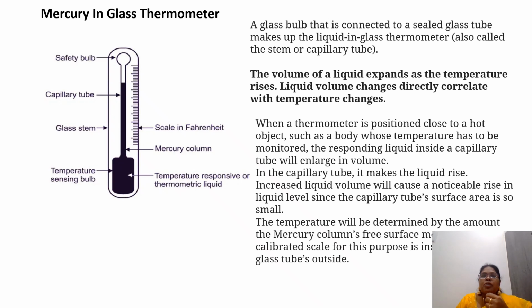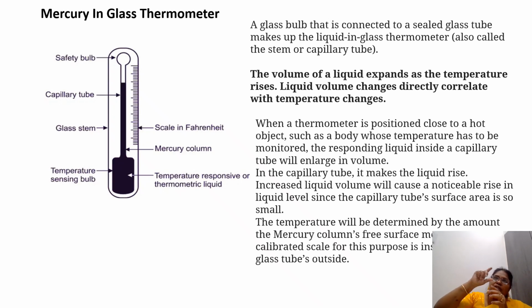So this is the mercury in glass thermometer. This is the glass thermometer. Inside, a thermometer is placed inside the glass bulb, and this is the safety bulb as well. And the capillary tube inside is filled with mercury, and this is the temperature sensing bulb. So when you place this in a water tub and the water gets heated, what will happen? As the temperature increases, the mercury expands and starts rising.